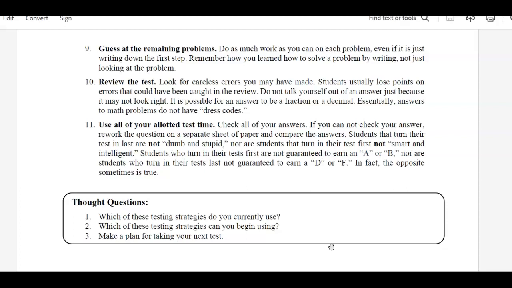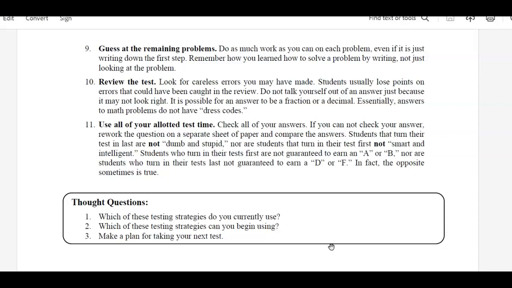And then use all of your allotted time. It is not good to fly through the test, finish the test, turn it in when there's 30 minutes left. Use your allotted time because you can check your answers. You can spend more time maybe on those problems that you're not so sure how to do, which is so much better than turning it in blank. Okay.